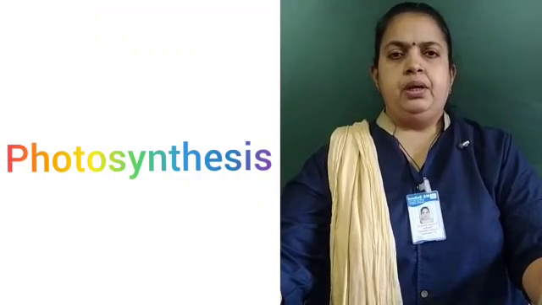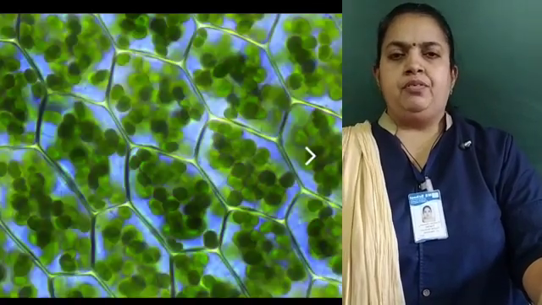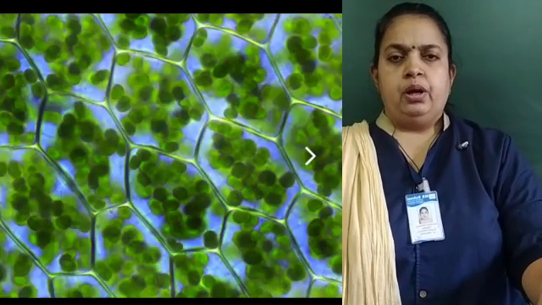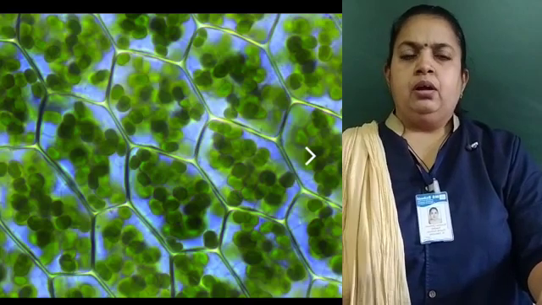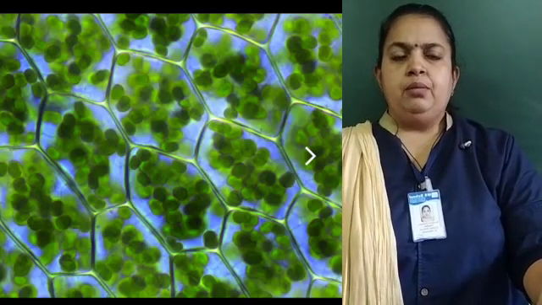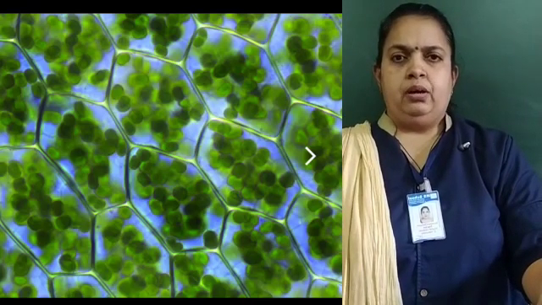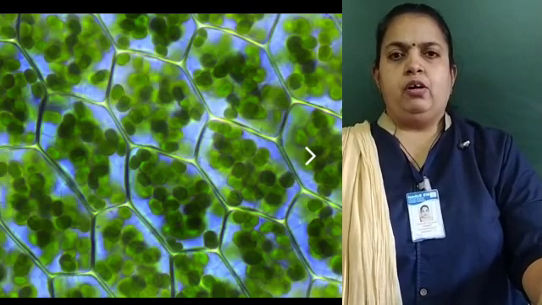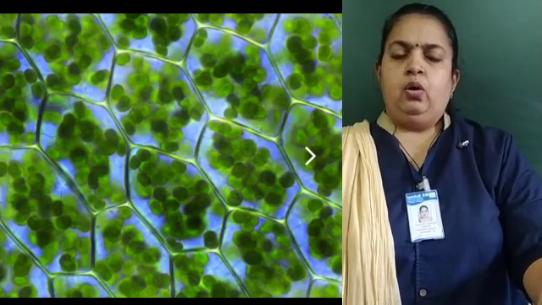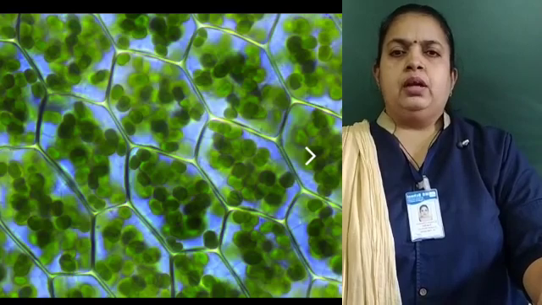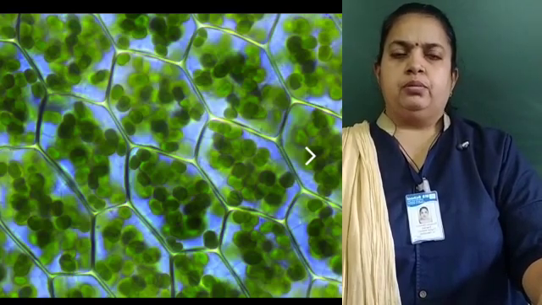Now let me teach you how the leaves prepare their own food. As you can see in the picture, the leaves have a green pigment called chlorophyll, by which the color of the leaves is green. So with the help of chlorophyll, leaves prepare their own food.